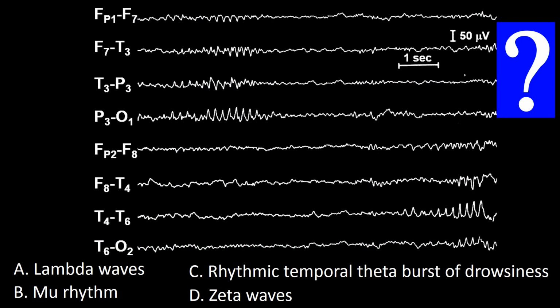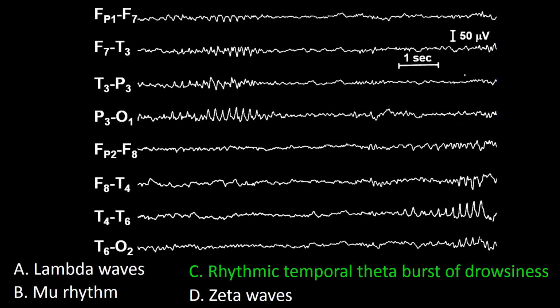Please take a look at this frame and choose from one of the options below. They are A. Lambda waves, B. Mu rhythm, C. Rhythmic temporal theta bursts of drowsiness, D. Theta waves. The answer is C.